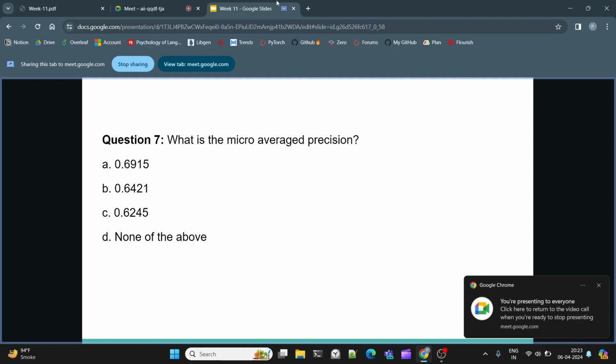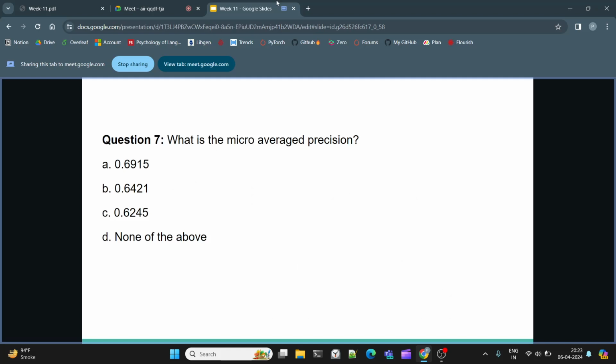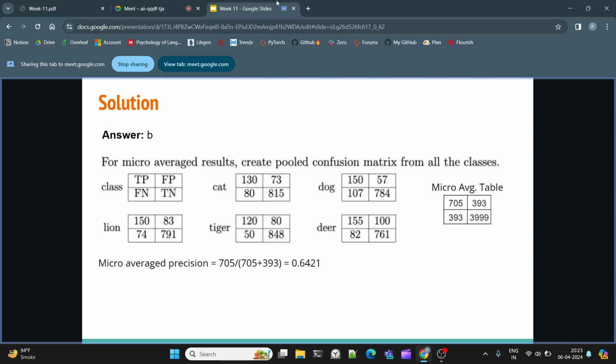So this question is about micro averaged precision. Previously we were talking about macro average, now we are doing micro average. What is the difference? The difference is subtle. Given that we computed these classes in the previous step, now we need to create a pooled confusion matrix from all the classes. How do we create that? We just sum up the individual cells.